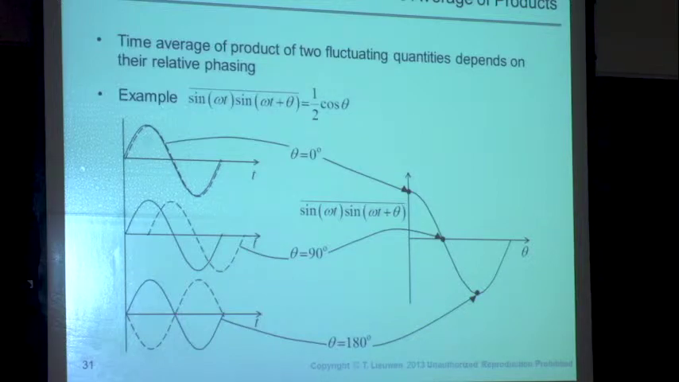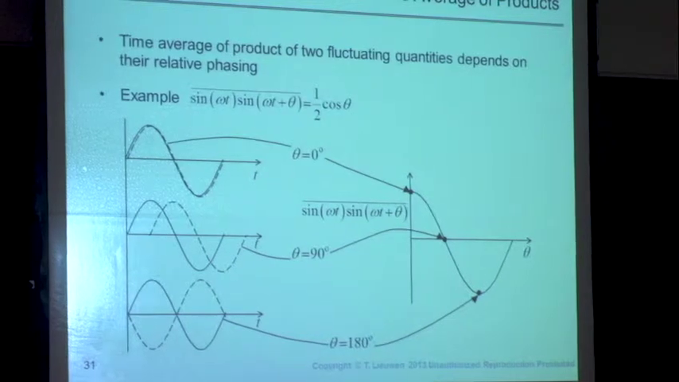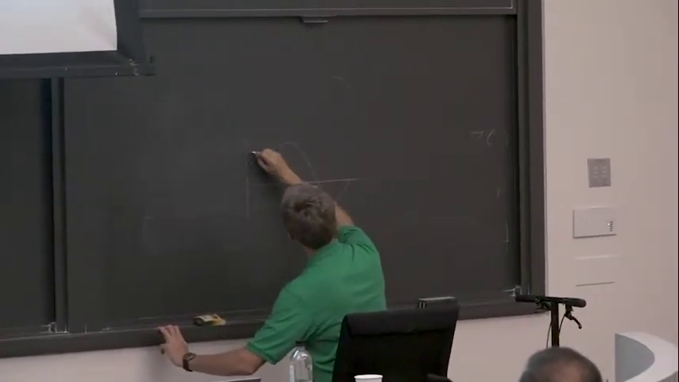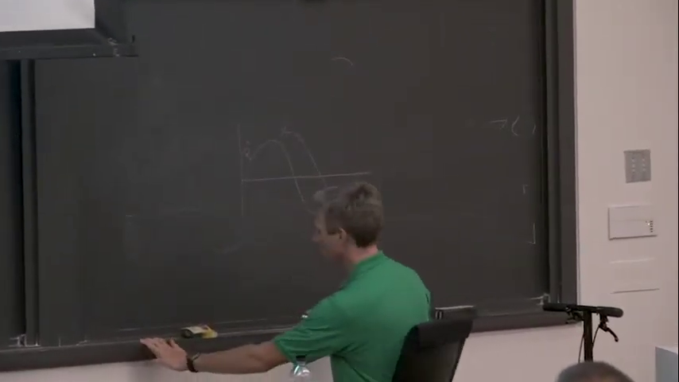If this is P prime, there will be a corresponding U prime. Oftentimes in standing waves, U prime and P prime look like this. So this would be P prime, this would be U prime. So what's our model for unsteady heat release?